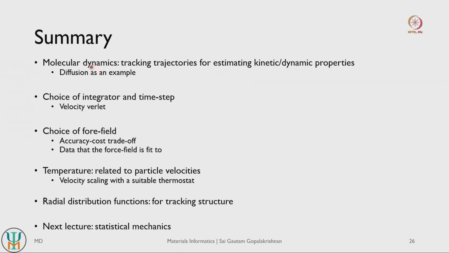So as mentioned before, molecular dynamics is a way to track trajectories for estimating kinetic properties. We looked at diffusion as an example of a property that is very relevant to materials design. The choice of integrator and time step is very important in molecular dynamics. So we saw the importance of velocity Verlet and implicit schemes being used in molecular dynamics. Choice of force field, again there is a typo here, this would be force field. So choice of force field is also fairly important because it determines the accuracy cost trade off, right, and force field calculations are typically the most expensive calculations in molecular dynamics, so they determine the cost of your calculation.